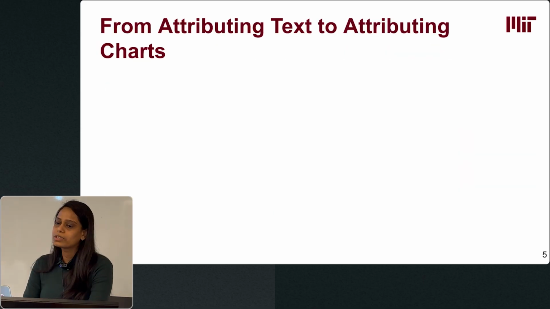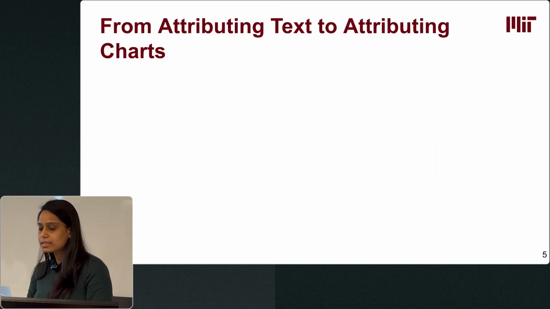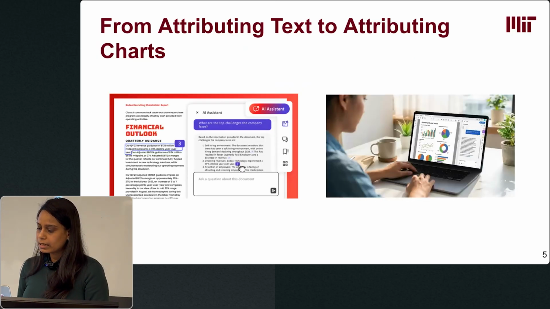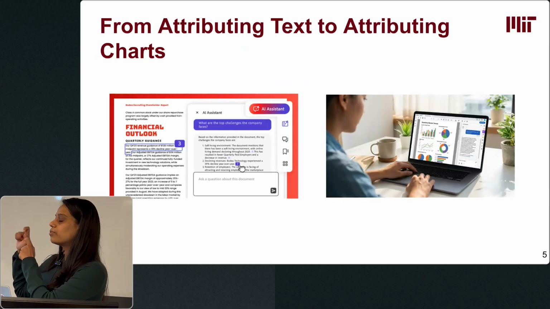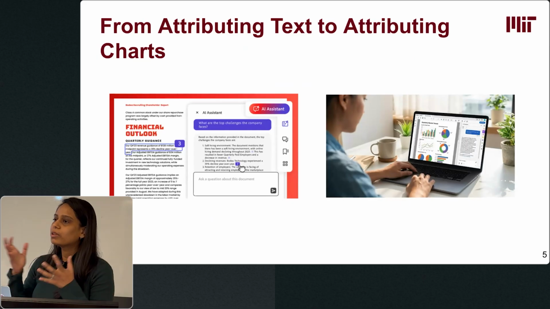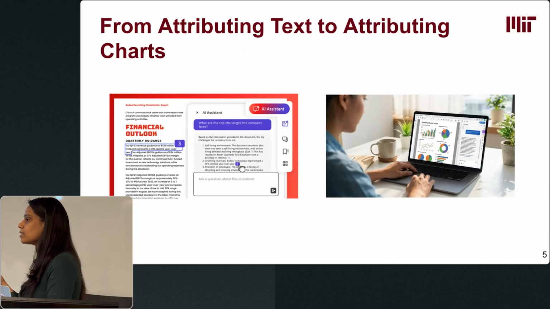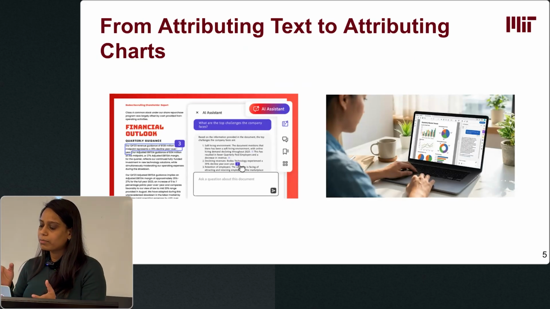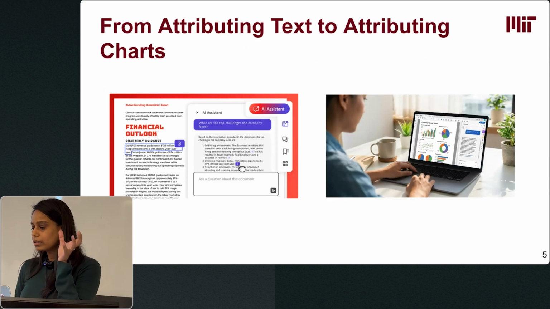So in this project, we went from attributing text to attributing charts. That is, how do we attribute charts? How do we reference charts? If we are asking a vision language model a question from the PDF that needs a lot of analysis and mathematical reasoning, how do we attribute it to the chart, or how could we define fine-grained attributions?